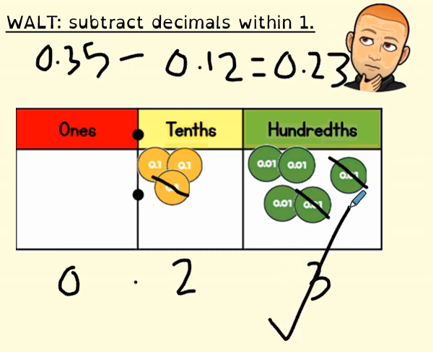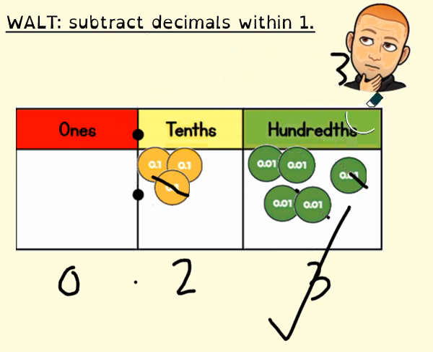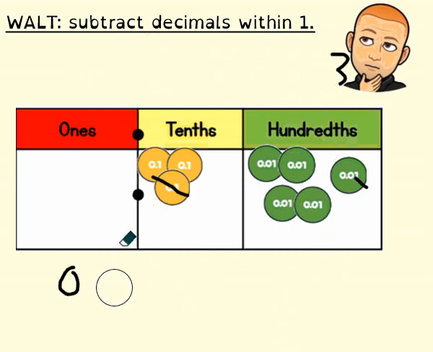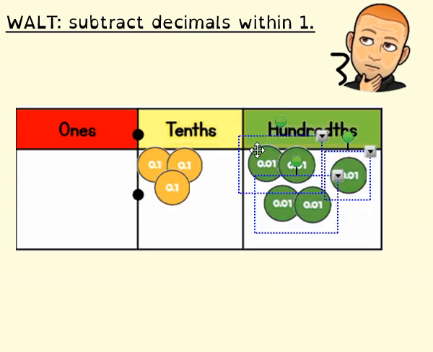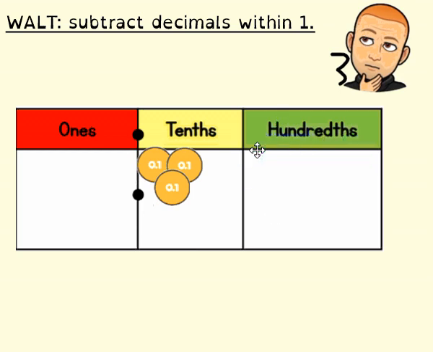Those examples will help you with the first couple of questions on the worksheet today. So you'll have a little look at number lines and a little look at place value grids and using those representations to help you subtract decimals. We are going to have a look now at another example, and this time we're going to use the place value grid because that's really, really important.